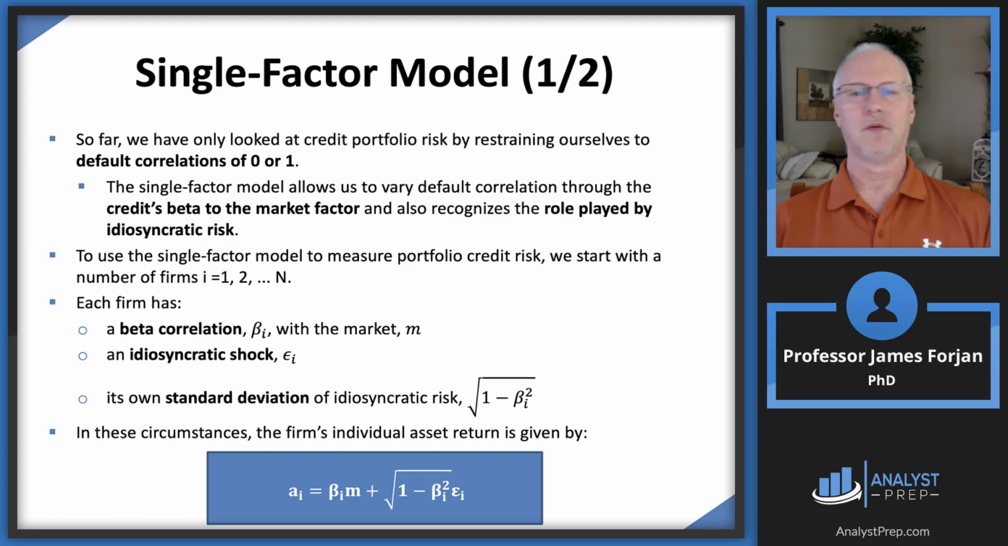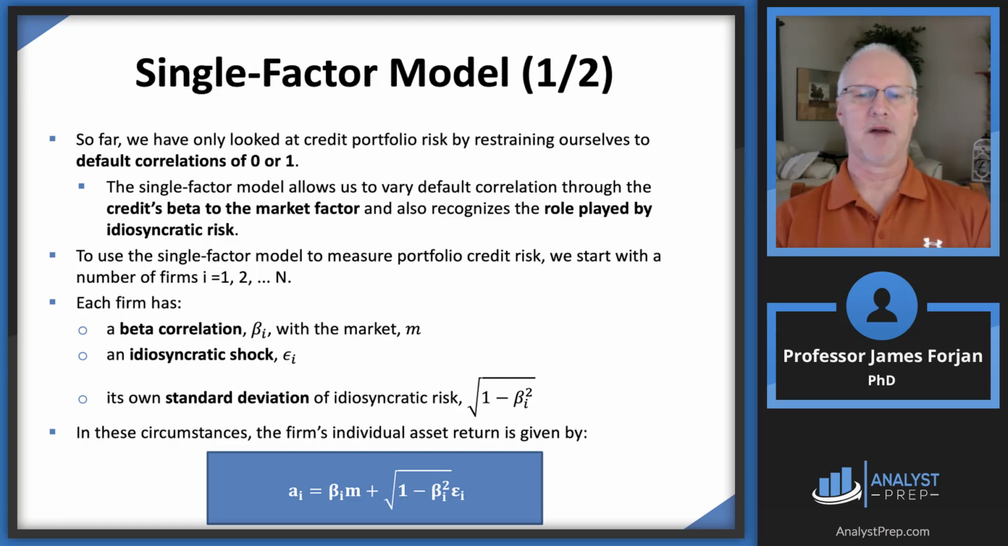Well, we don't have to look any further than our previous discussions on single factor models. So we're going to use this single factor model so that we can account for default correlations that are somewhere between 0 and 1. What that means is that we're going to have a correlation. The text calls it a beta correlation. Now, I'm going to point something out here in just a second. We need to be careful. And then some idiosyncratic shock variable. There's the epsilon sub i.